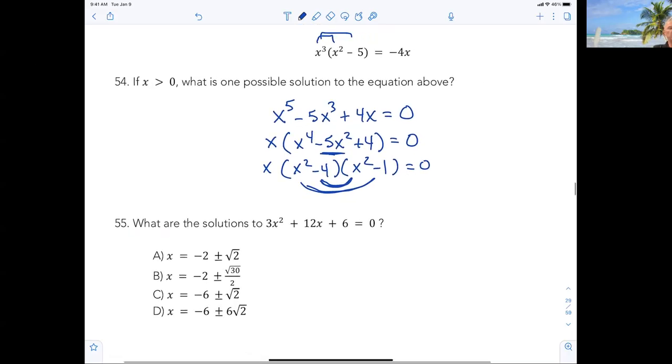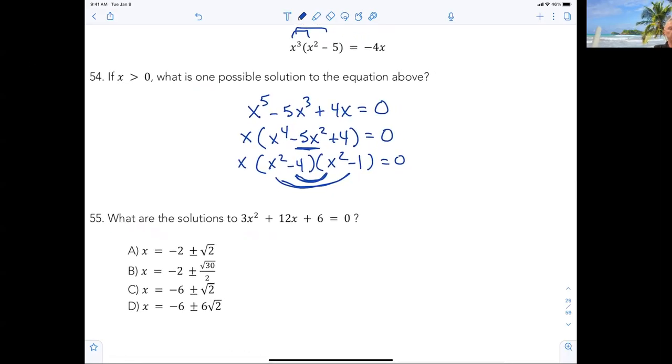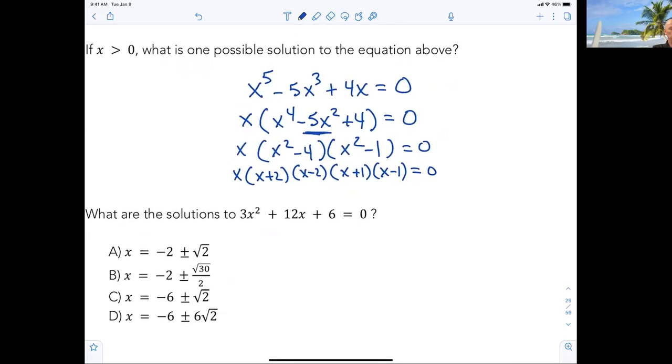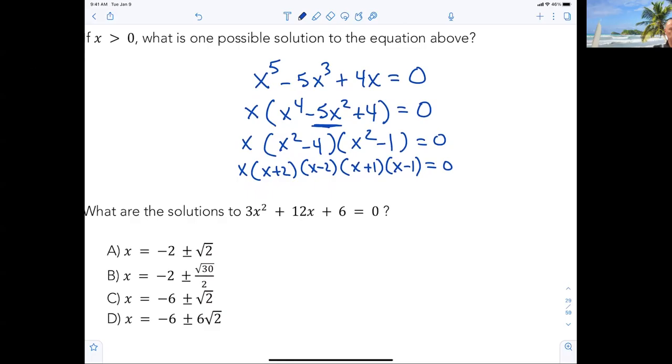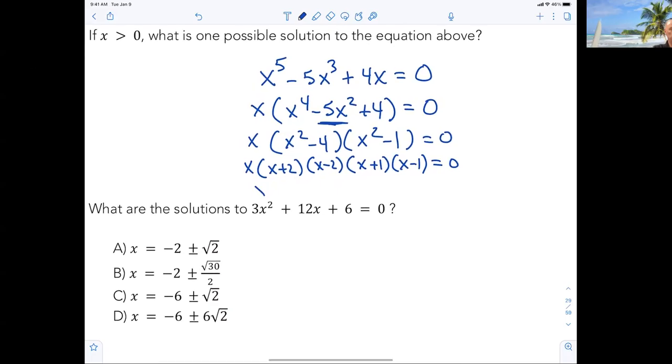And now you have it factored, right? Then you have to say, well, x squared minus 4 can be factored again into x plus 2 times x minus 2, x plus 1, x minus 1. And now we're looking for the solutions. Set the factors equal to 0.